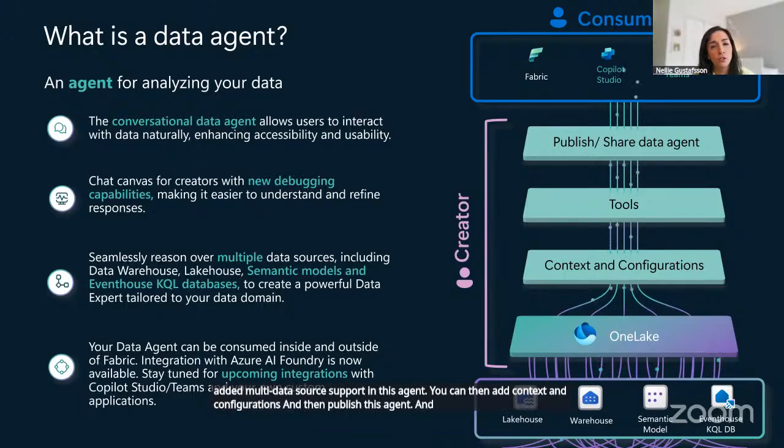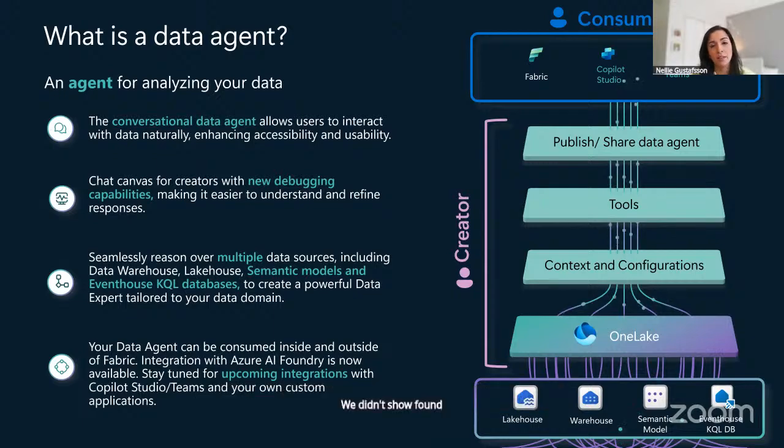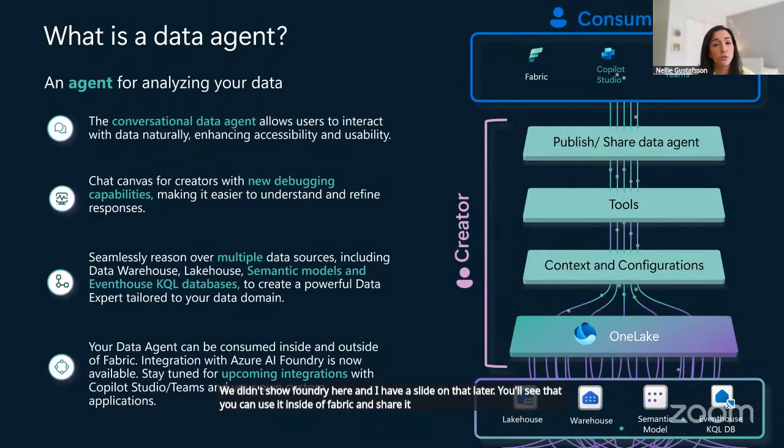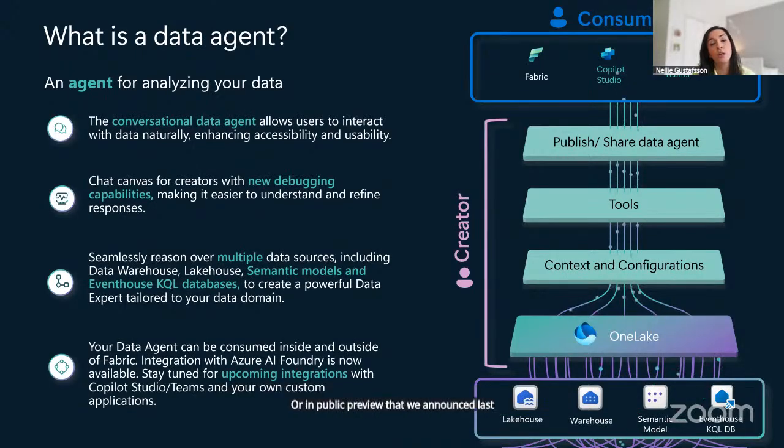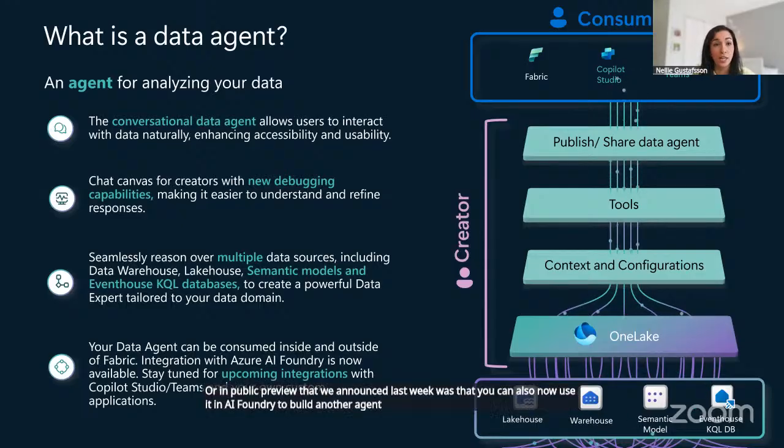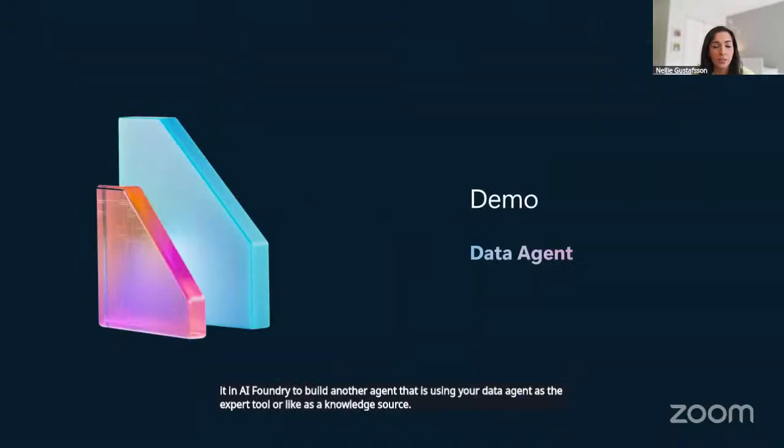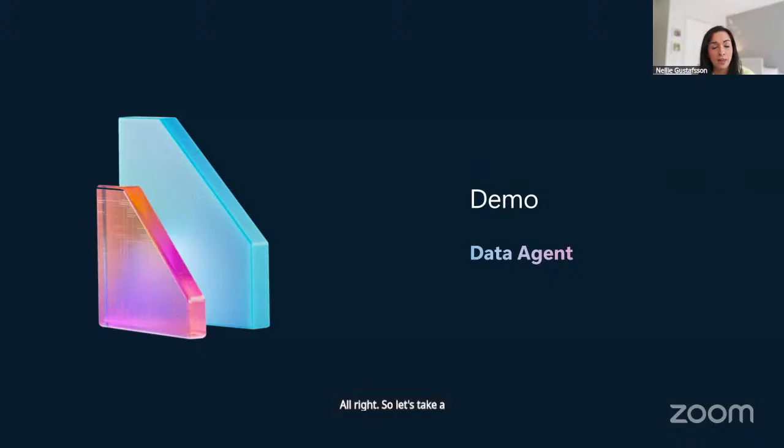And today, if you publish this agent, well, this is actually slightly old. We didn't show Foundry here, and I have a slide on that later. You'll see that you can use it inside of Fabric. You can share it with someone else, but you can also use it in private preview with Copilot Studio that then takes this agent, exposes it in Teams, which is super cool. Or in public preview that we announced last week, you can also now use it in AI Foundry to build another agent that is using your data agent as the expert tool or as a knowledge source for that.